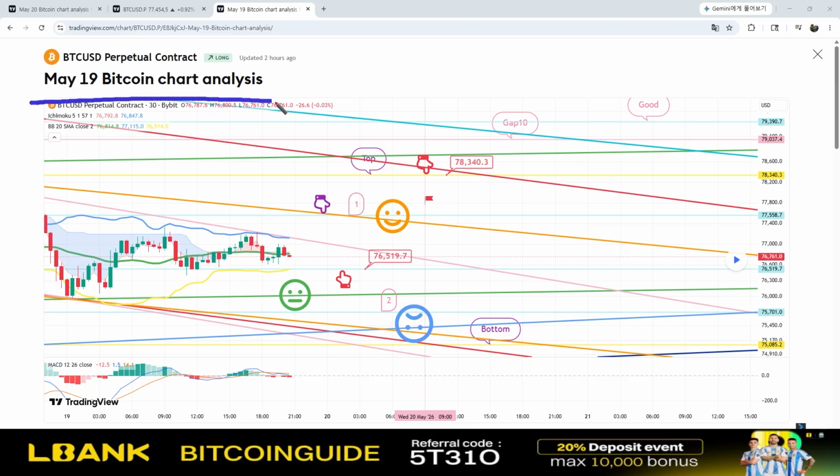Let's check the results of yesterday's Bitcoin chart analysis for May 19th. The strategy yesterday was a long position indicated by the red finger. If it touches the first section at the top, go long at 76.5K. And if it doesn't touch and drops directly, go long at the second section at 75.7K.